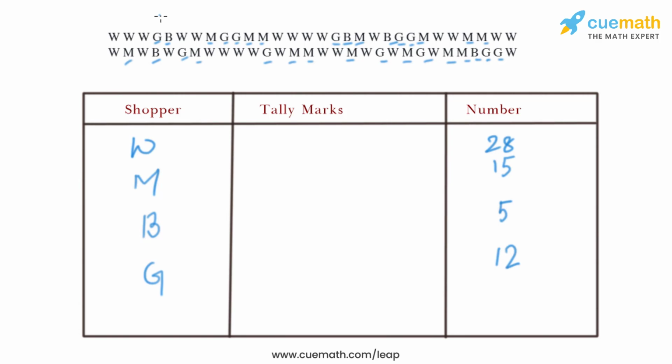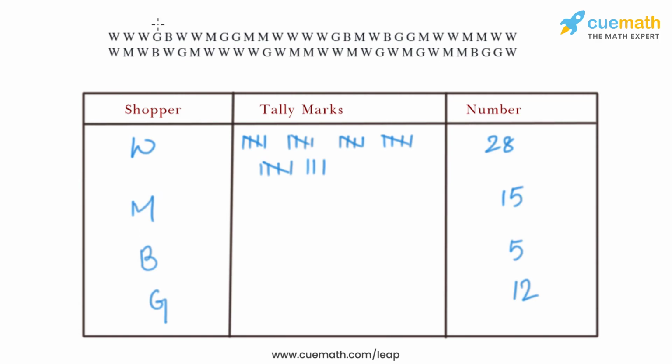Now we have to write their tally marks. So for women, we will write the tally marks like this. And this is basically 5. So 5, 10, 15, 20, 25, and this is 3. So 25 plus 3 is basically 28. Now let's write the tally marks for men. So 15 can be written like this, 5, 10, and 15.